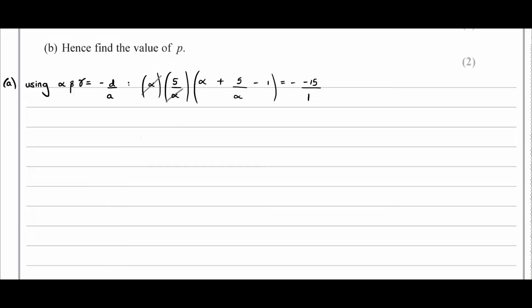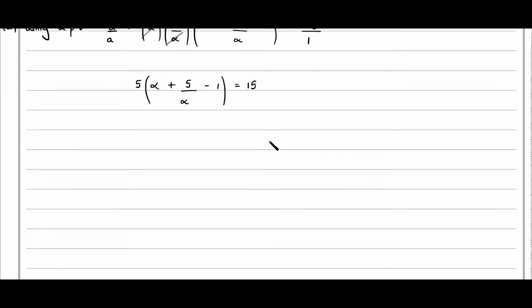So we have 5 lots of alpha plus 5 over alpha minus 1 equals, here we have 15. And if I divide through by 5, we see that alpha plus 5 over alpha minus 1 equals 3. And we can solve this equation.